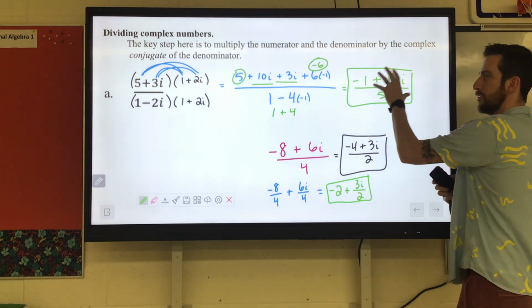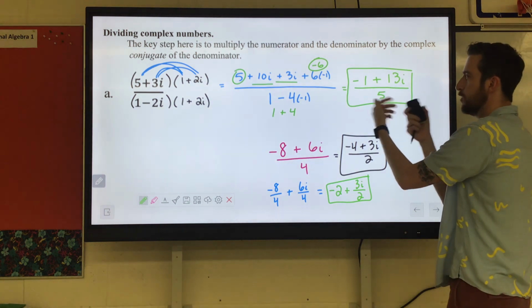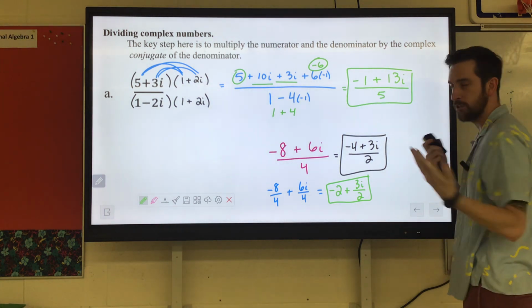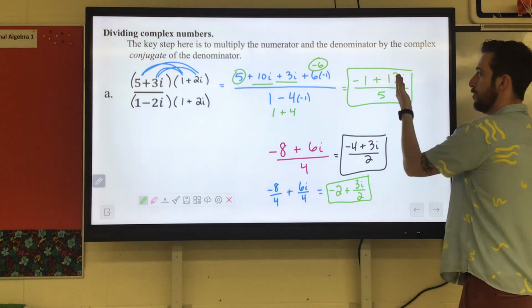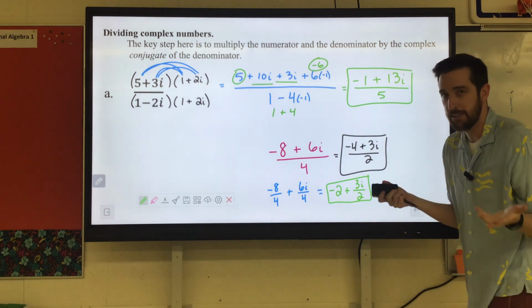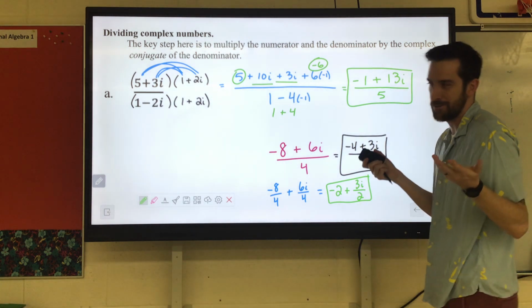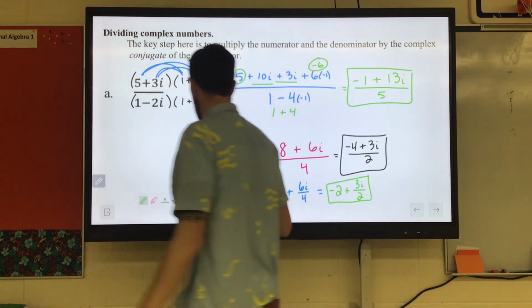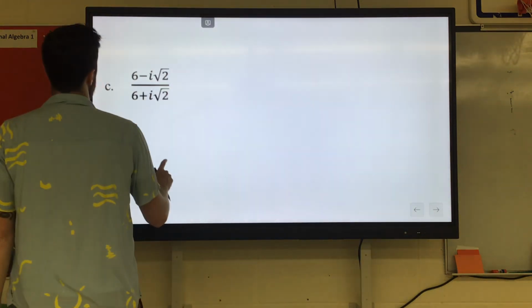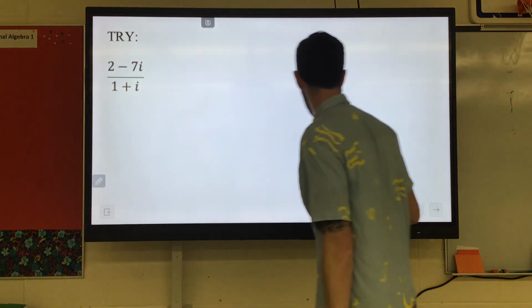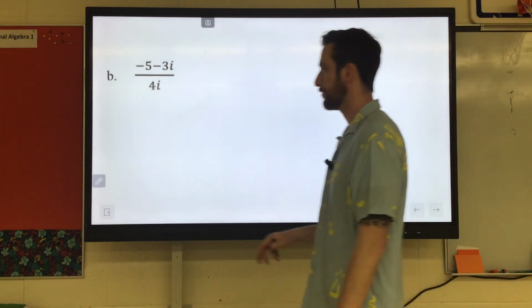But think of this green answer we initially got. If you split that, it'd be negative 1 over 5, which you can't simplify anymore. And it'd be 13i over 5, which you can't simplify that either. So there's no point in splitting that one. All right. We got two more and then one for you to try.